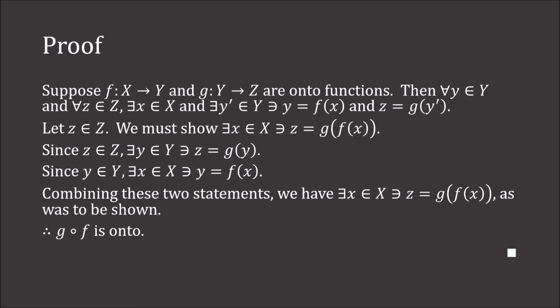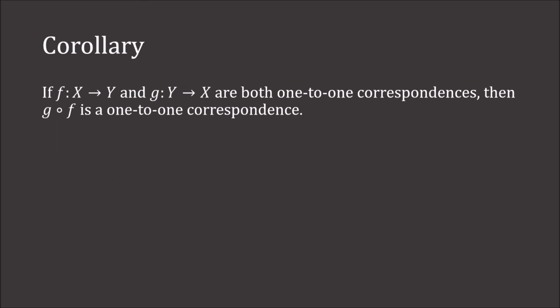And now, as a direct consequence of these two theorems that we just proved, if f from X to Y and g from Y to Z are both one-to-one correspondences, then g of f is a one-to-one correspondence. So the composition of one-to-one correspondences is also a one-to-one correspondence.